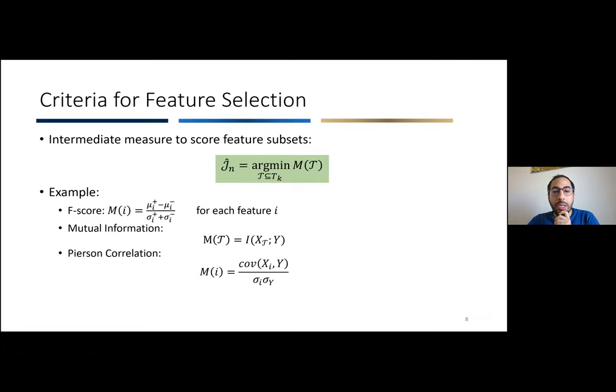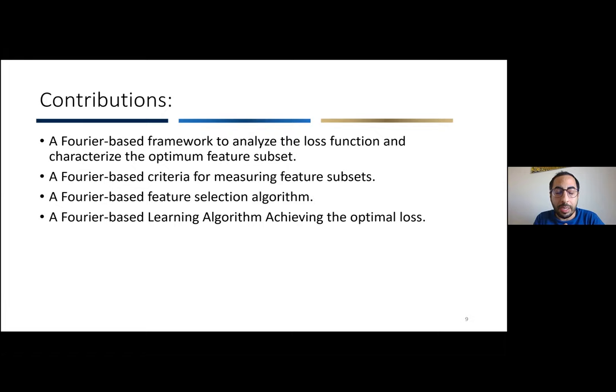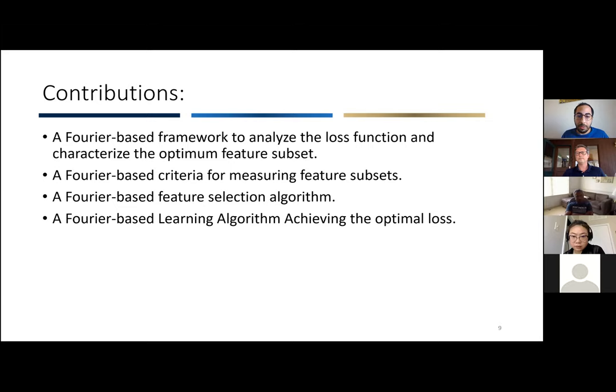And so with that, the objective in this work is to find a measure M, and design a learning algorithm that achieves the optimal selected feature subset. For that, we develop a Fourier-based framework to analyze the loss function. We try to use the framework to analyze the loss function and hopefully characterize what the optimum feature subset is, for the case where the statistics are known. For practical applications, we have a Fourier-based criterion to measure feature subsets, and ultimately a learning algorithm that hopefully achieves the optimal loss.